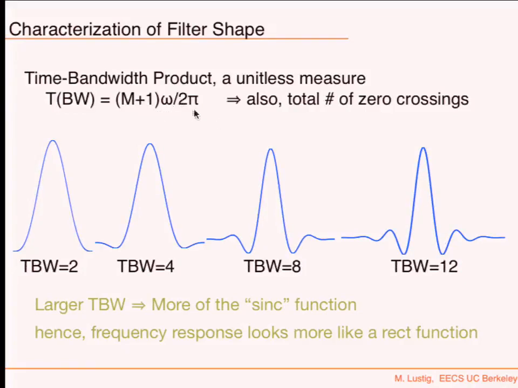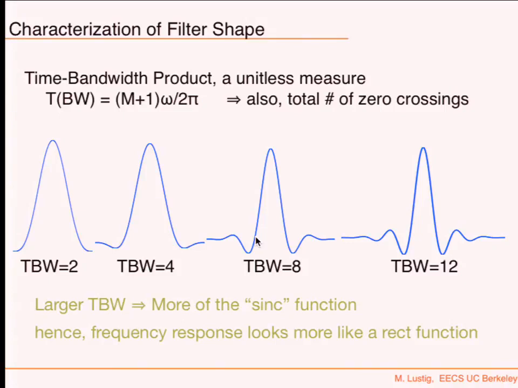What it also turns out to give you, in the case of the low-pass filter, is the number of zero crossings of the sinc, or the windowed sinc. So a time-bandwidth 2 filter would look like this. We just have a main lobe. Time-bandwidth 4 will have one, two, three, four zero crossings. Time-bandwidth 8: one, two, three, four, and four on the other side, and so on and so forth.